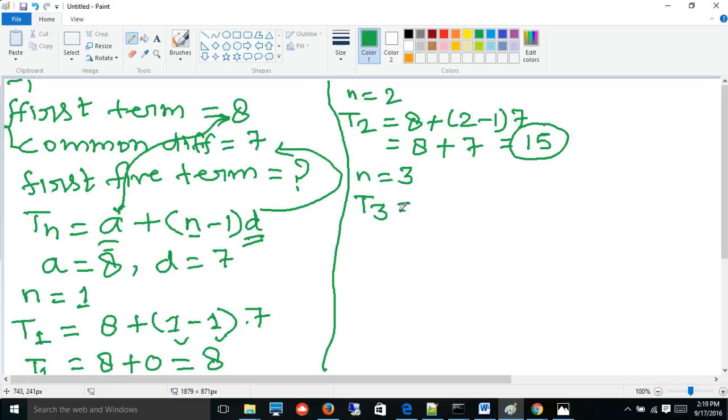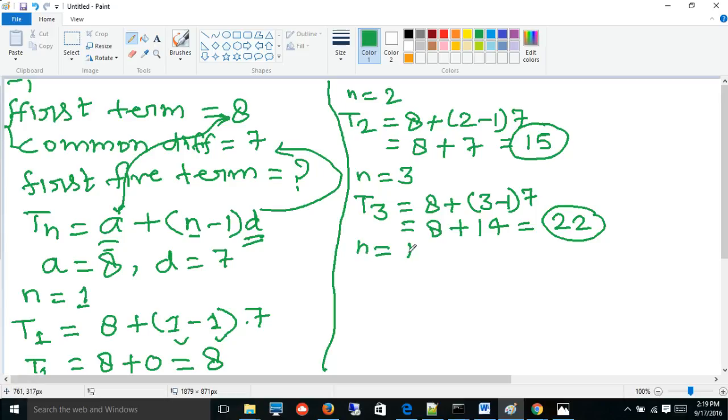We will calculate T3. So T3 will be 8 plus 3 minus 1 into 7. So we will get 8 plus 14. Now we will get the value of the third term. So the value of the third term is 22.